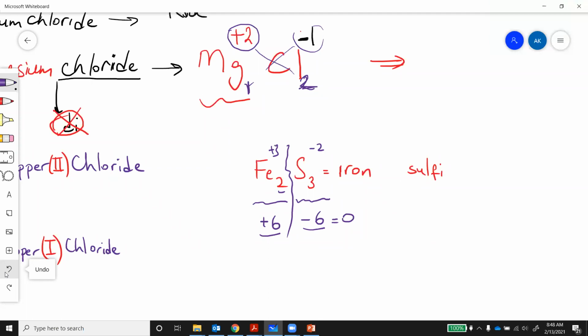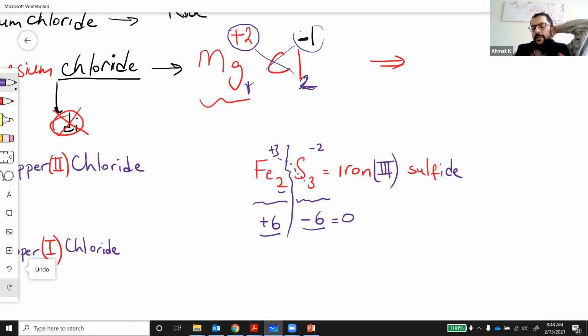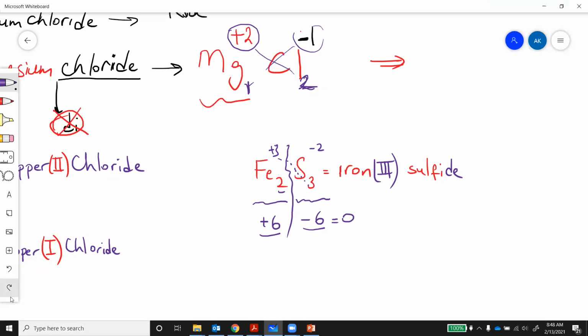And again, you can double check, but this 3 is just you back crisscrossing. See that? You are back crisscrossing, and this 3 is right there. So therefore, you need to put it back: iron 3 sulfide. We missed the sulfide. Makes sense, right? Yes. Okay.